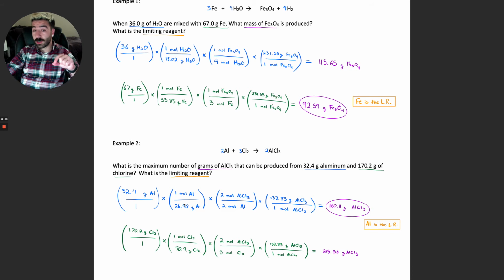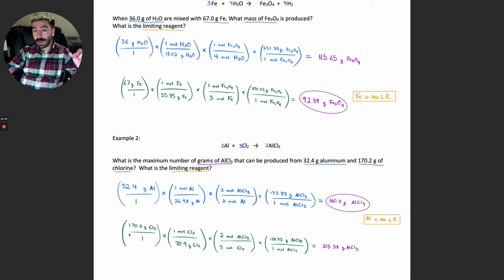Now I use the mole ratio to convert to aluminum chloride, and there's 2 moles of aluminum chloride for every 2 moles of aluminum. Boom, mole ratio. And now I'm in moles of aluminum chloride and I want to get to grams of aluminum chloride. So I add up Al plus Cl plus Cl plus Cl to get 133.33 grams of aluminum chloride. I multiply it all out: 32.4 times 1 over 26.98, times 2 over 2, times 133.33, and I get 160.11 grams of aluminum chloride. Now, I wouldn't have circled it yet.